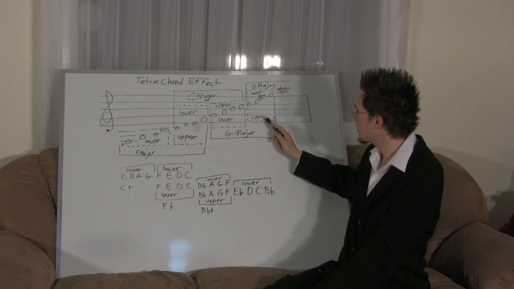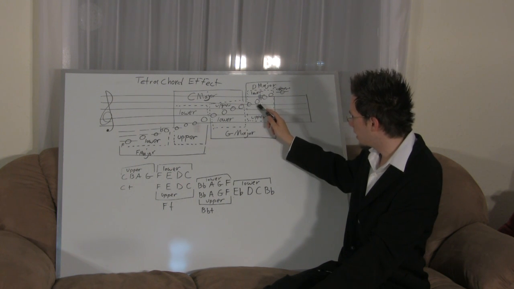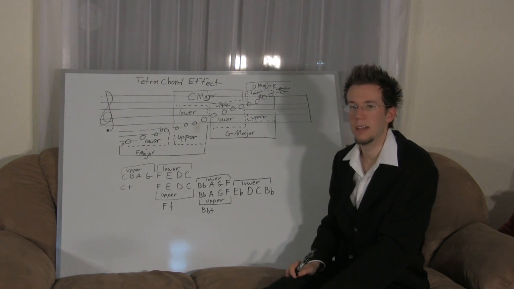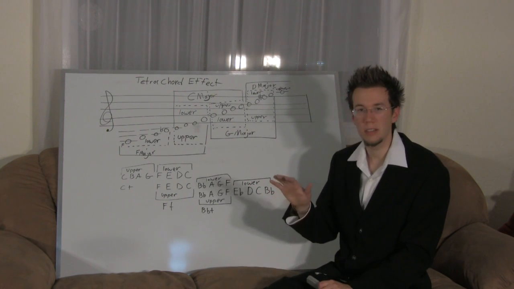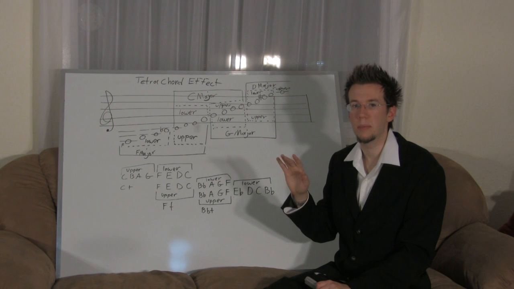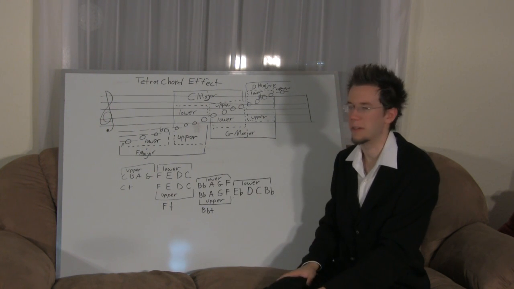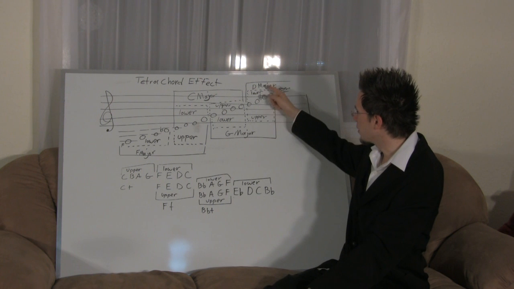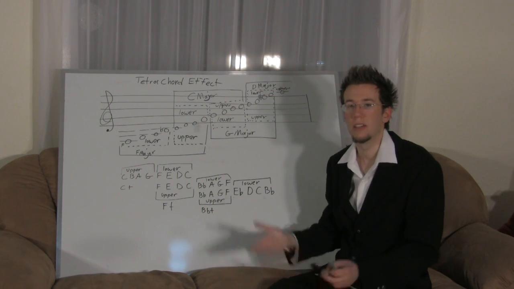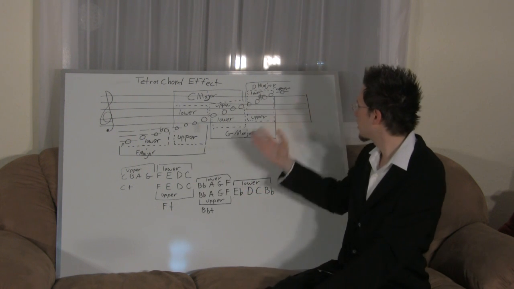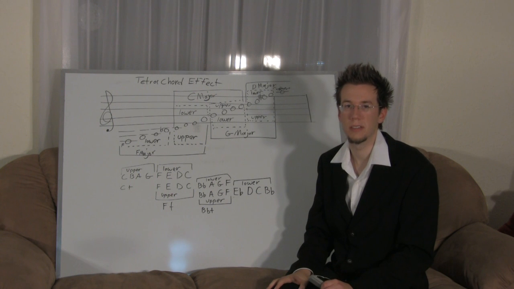So the upper tetrachord of G major is D, E, F sharp, and G. What are the first four notes of D major? D major is D, E, F sharp, G, A. Or not A. A is part of the next tetrachord. But yeah, so the lower tetrachord of D major is the upper tetrachord of G major. So what can you do? This just keeps going way, way up, all the way up to C sharp major.